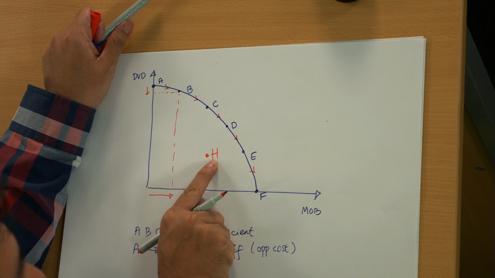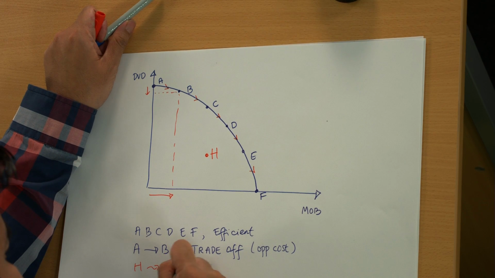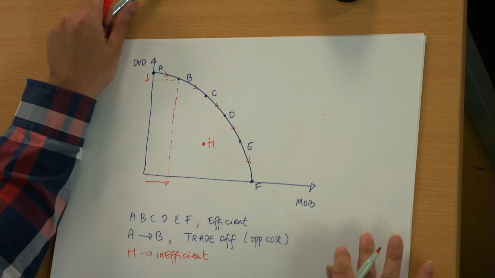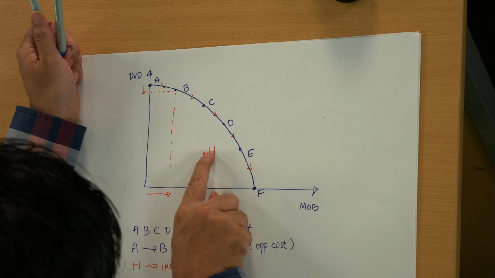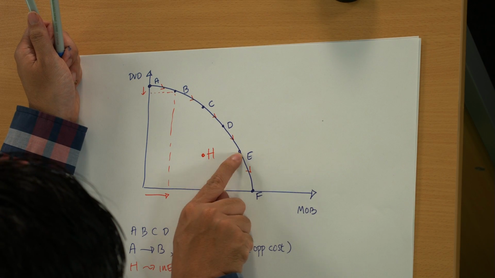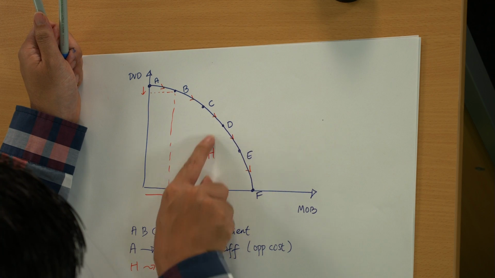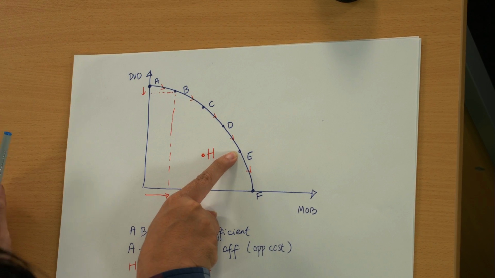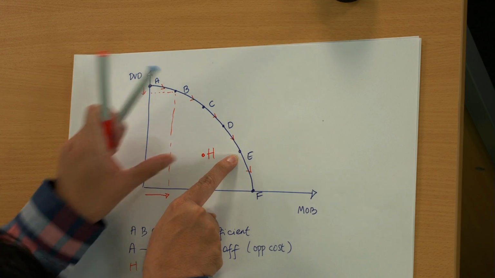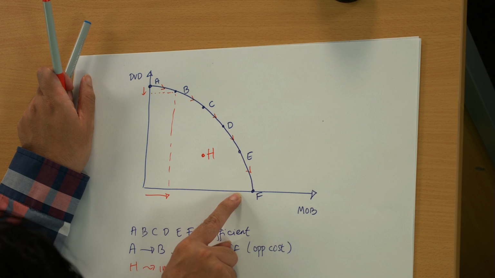Point H. Is that good, guys? No. H is being inefficient. Point H is inefficient. Why? Because should you be more efficient, guys, you could have produced more of the goods or services there. Is that right, guys? See, you could have moved from H to E, okay? From H to E, the level of production of DVD doesn't change, but you are gaining more mobile phones. Okay?